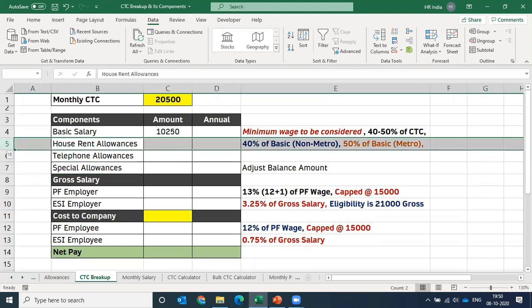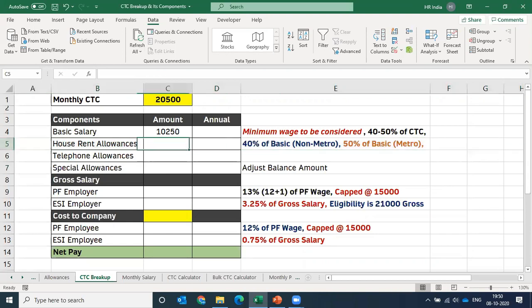House rent allowance is tax exempted up to 40% for the non-metro city and up to 50% for the metro city. So as we have said that this employee is living in a non-metro city, we are going to take 40% of basic salary as the house rent allowance. So basic salary multiplied by 40%, we can calculate the house rent allowance of the employee.